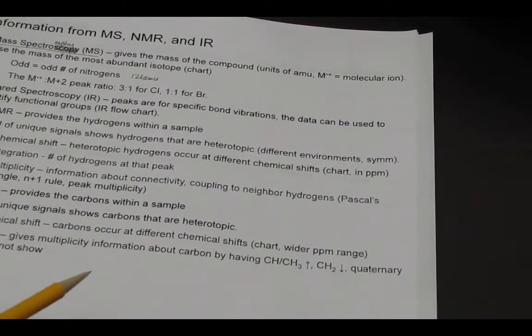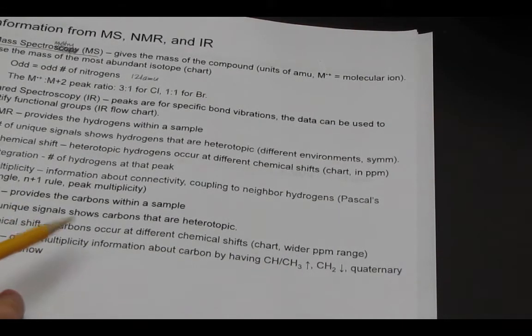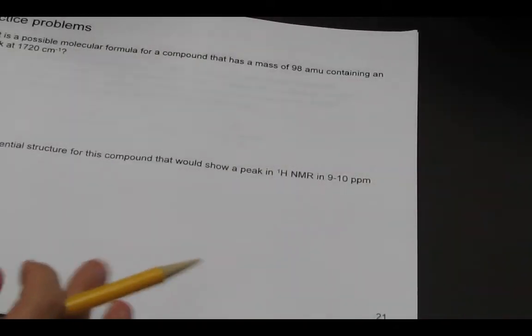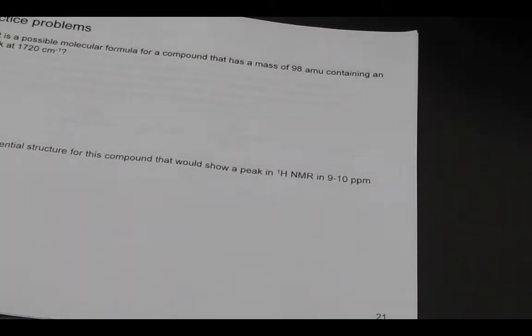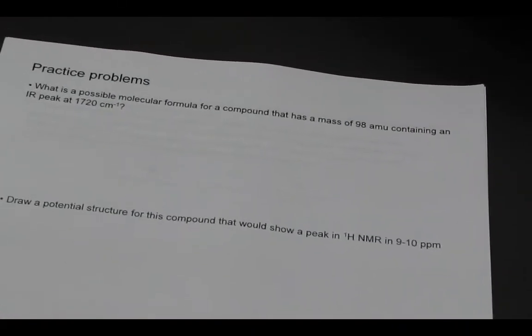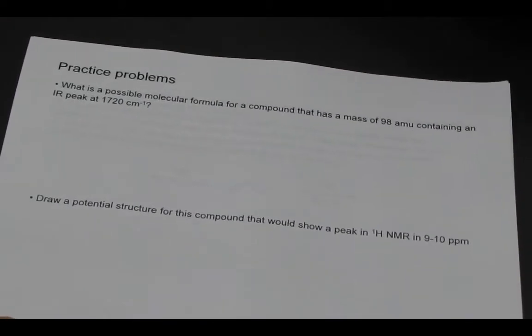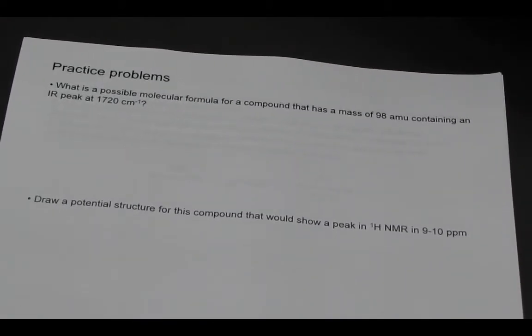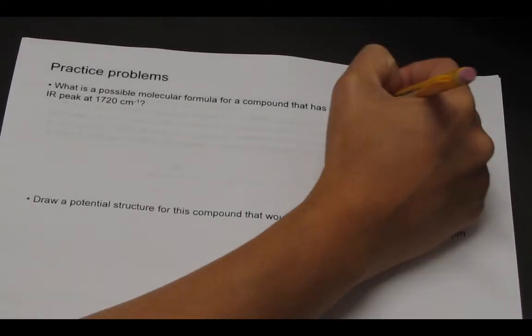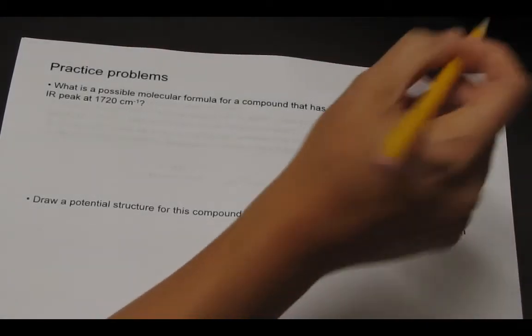Okay? So this is a rundown of the information we get from each, and we're going to do some practice problems where we're integrating some of that data along with reactions, so you can see some of the scenarios in which questions would be asked. Let's start with the first question. What is a possible molecular formula for a compound that has a mass of 98 AMU? This is the mass that we would get from mass spec.